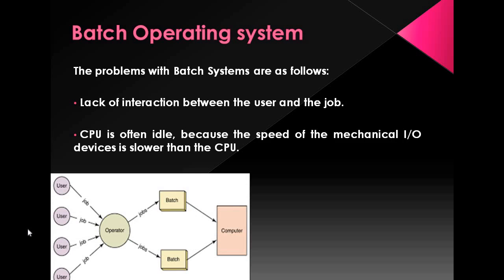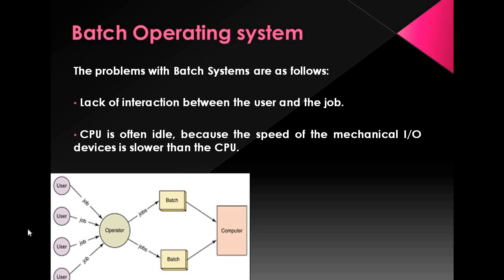So as you can see in the diagram, the users give their programs and data on punch cards to the operator. These are known as jobs. So the jobs with similar requirements, for example, some users want to execute C programs, some users want to execute C++ programs. So all the C programs will be brought together and created as one batch. All the C++ programs will be brought together and created as the second batch.